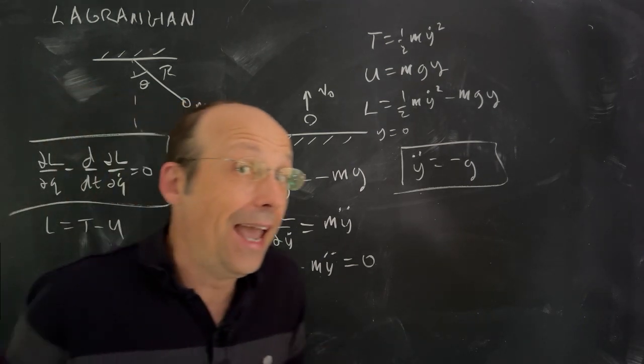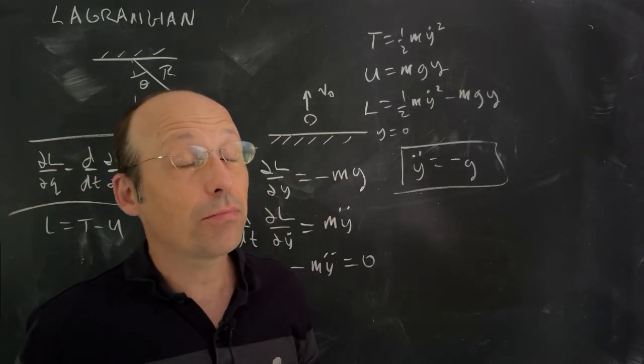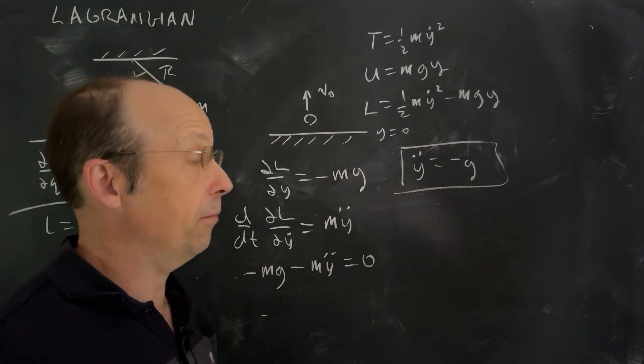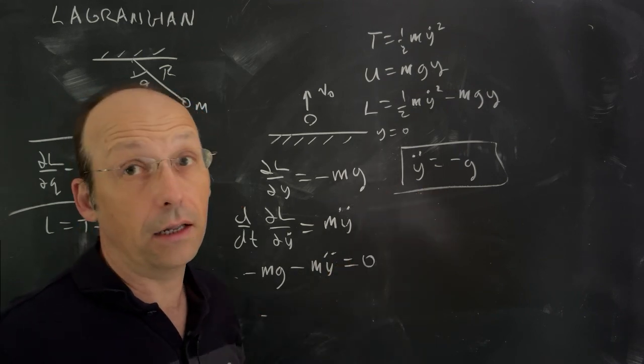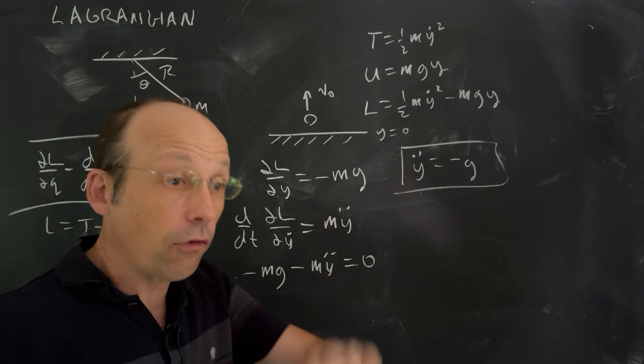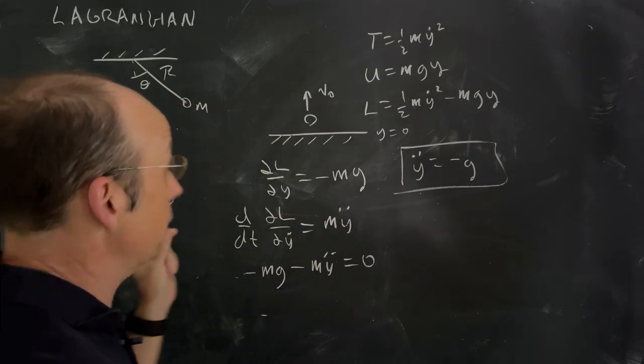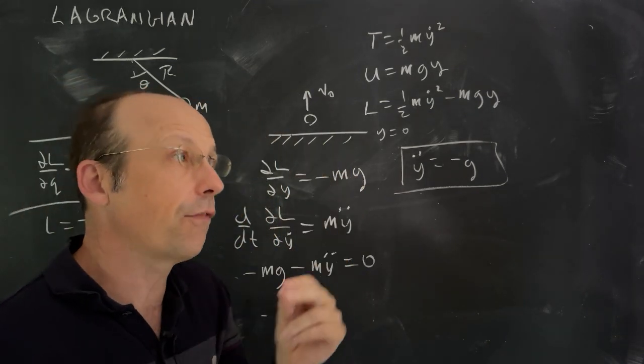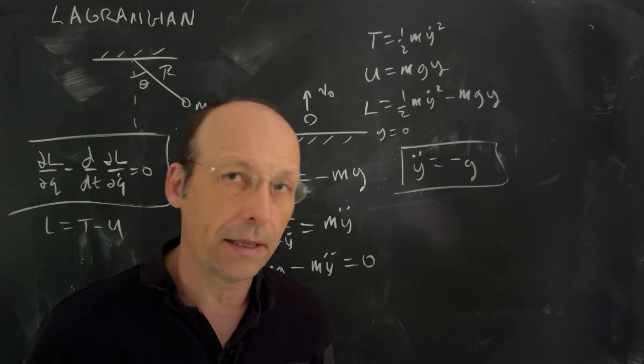Okay, now you think, hey, but we're not done. You didn't finish the problem. Well, I got to the same spot that we did when we had Newtonian mechanics. It's a differential equation. Lagrangian mechanics doesn't give us the full solution. It gets us the differential equation, and then we have to use our normal methods to solve that.